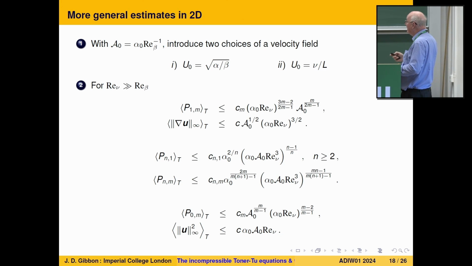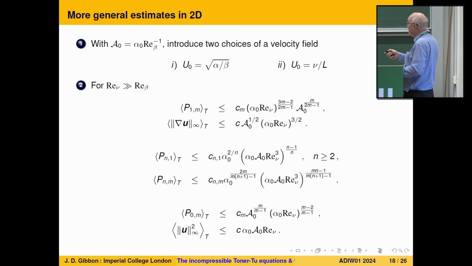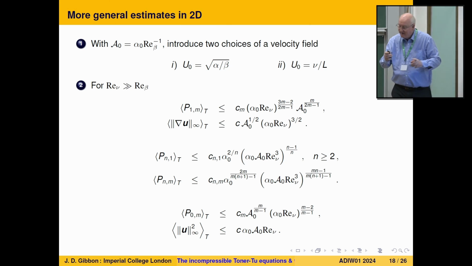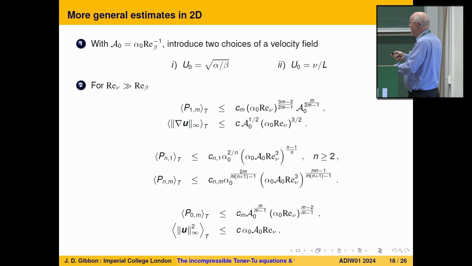So, more general estimates, and you don't want to see how I got these. It took me a month to do this. It's a question of how you choose your u naught. The conventional choice is root alpha over beta, but another choice is to take that where Reynolds nu is 1. Because I've now got two Reynolds numbers, I'm going to have much richer dynamics. And I've just done some estimates for you for Reynolds nu much bigger than Reynolds beta, and all these objects are bounded. How I did it doesn't matter. But you've got a whole hierarchy of things, and you have to work very hard to get these things, but they all exist.